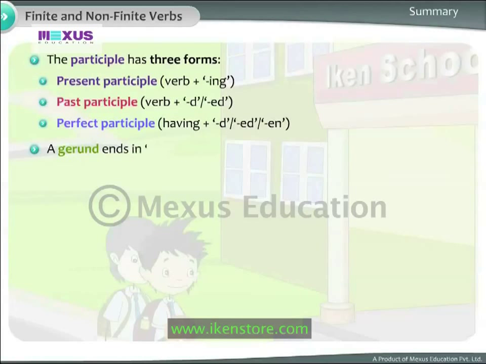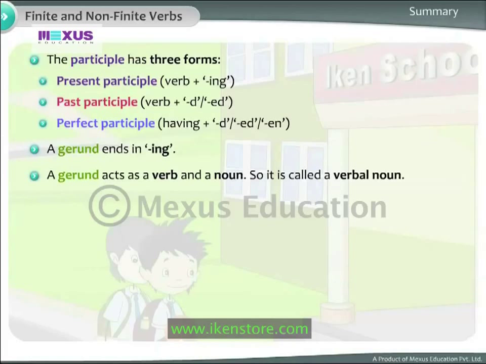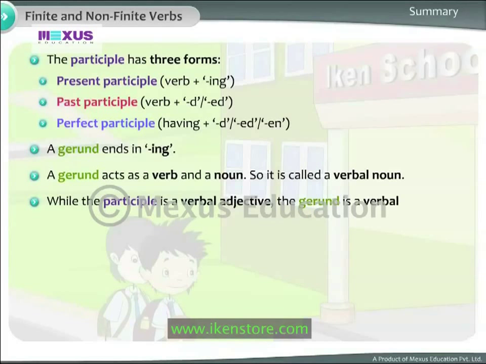A gerund ends in ing. A gerund acts as a verb and a noun, so it is called a verbal noun. While the participle is a verbal adjective, the gerund is a verbal noun.